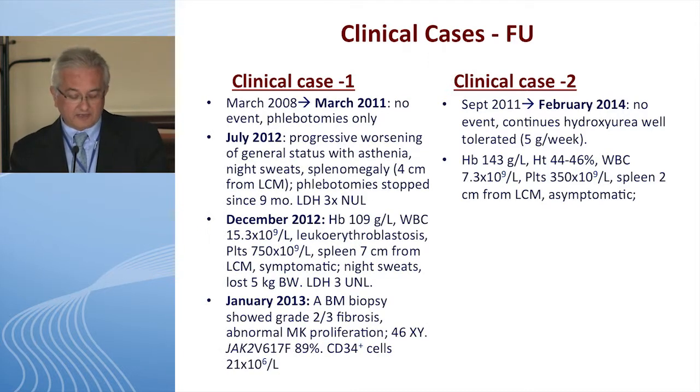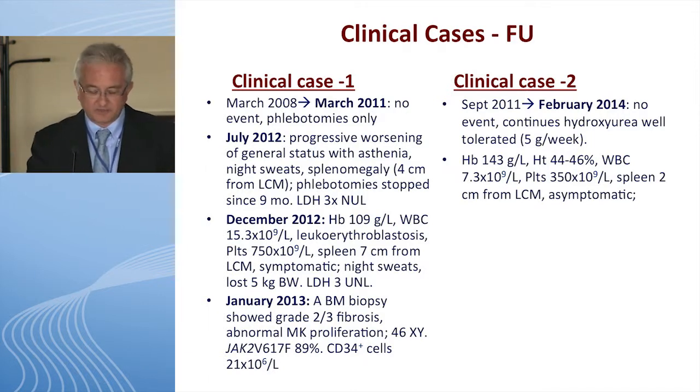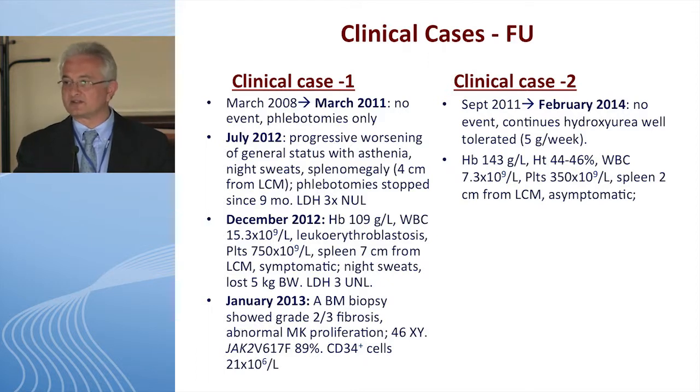Coming back to case number 1, we decided to see if something was happening in this patient, and we repeated the bone marrow biopsy, which showed a grade 2-3 fibrosis according to the European scale. Fibrosis was 0 at the beginning. At that time, there was an abnormal megakaryocyte proliferation. There had been an increase in the allelic burden, which was 46% at the beginning in 2008, and now 5 years later, it was 89%. And there was also a modest increase in the number of circulating CD34 positive cells in the peripheral blood.